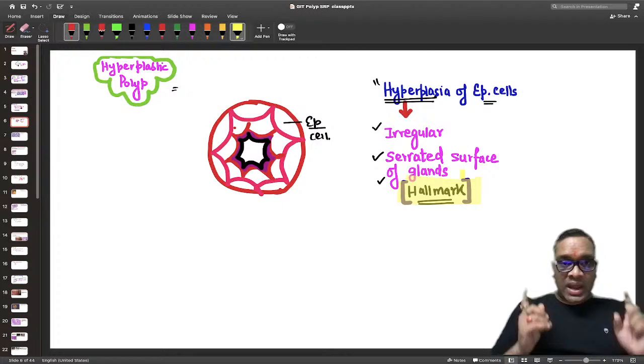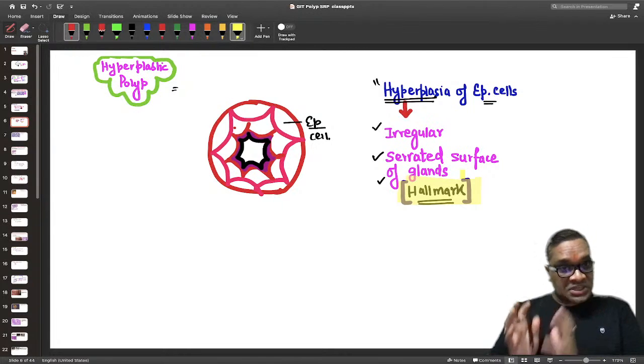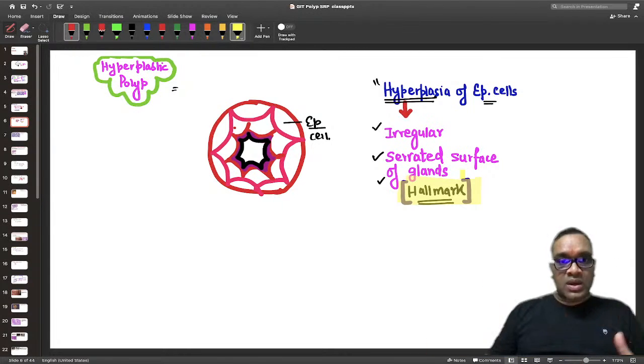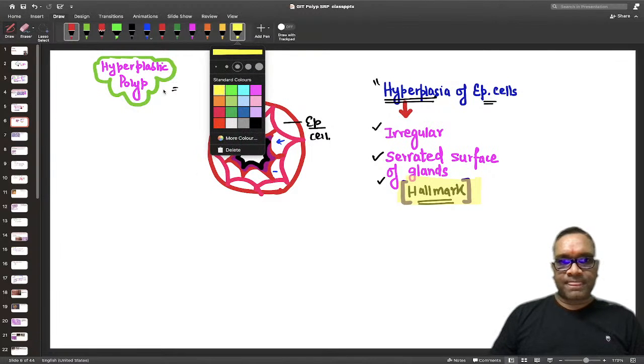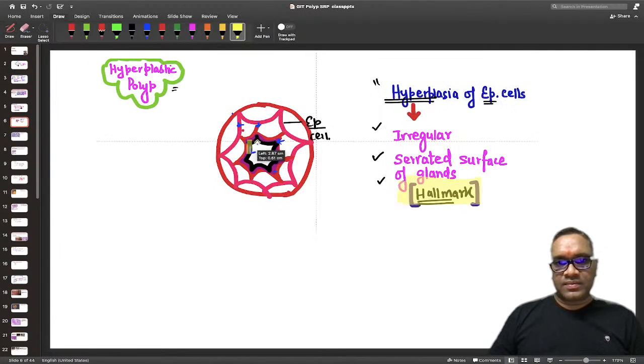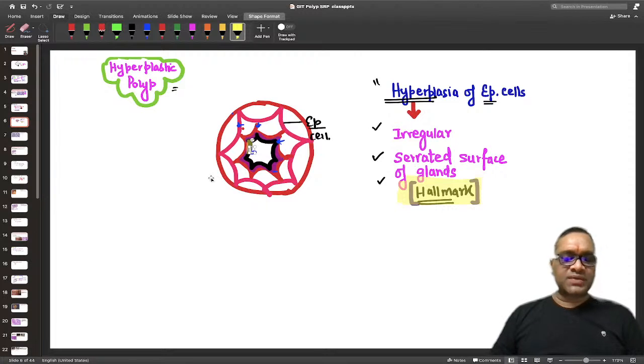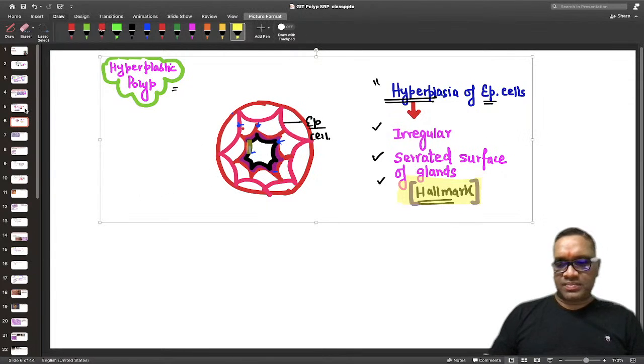So there will be more hyperplasia, less shedding, and that will create overcrowding. And because of the overcrowding, now you can see there is more hyperplasia of the epithelial cells, right? With more hyperplasia of the epithelial cells, now you can see the lumen is looking serrated. And whenever you find a serrated margin, that will be diagnostic for the hyperplastic polyp, right?